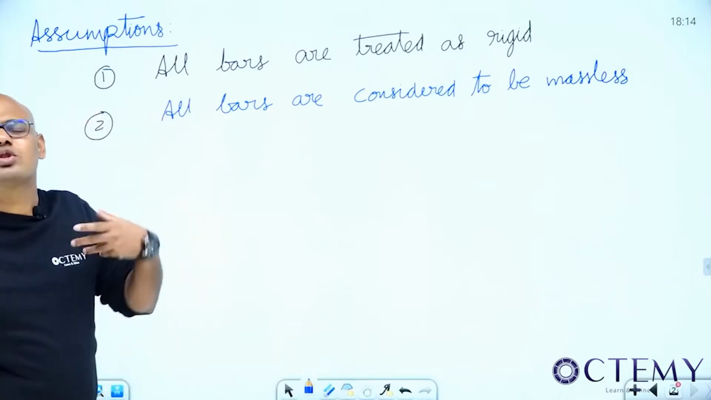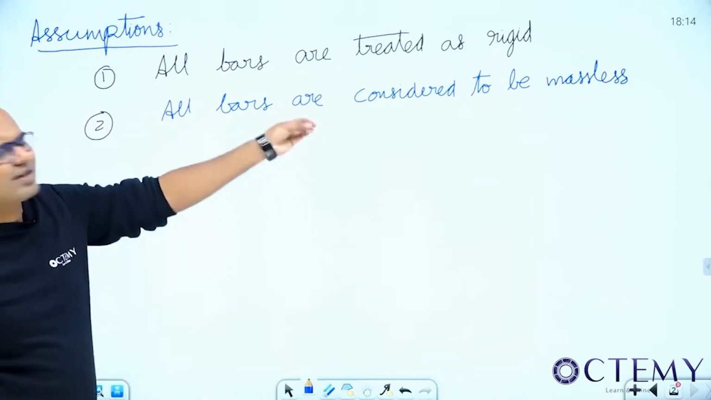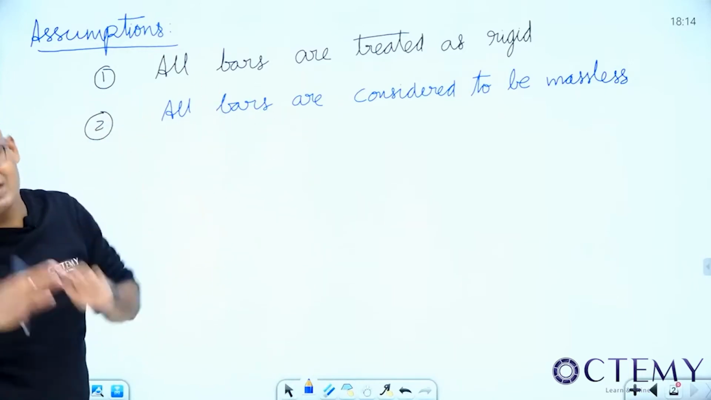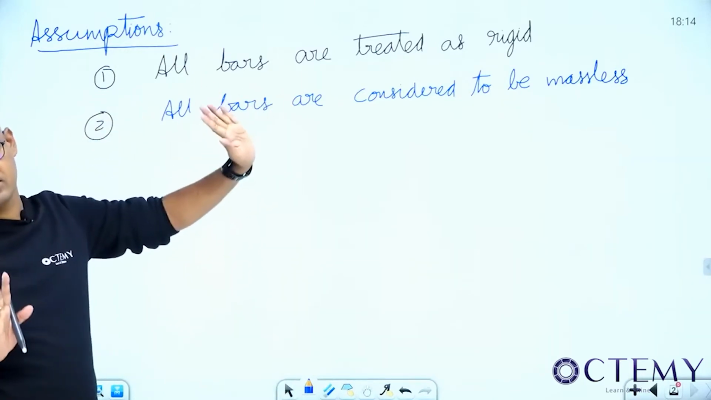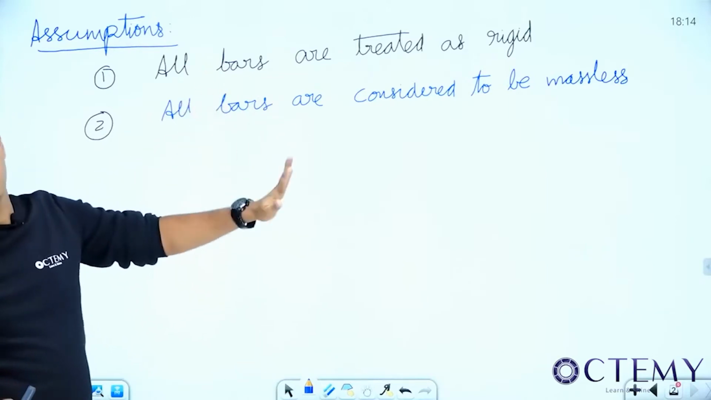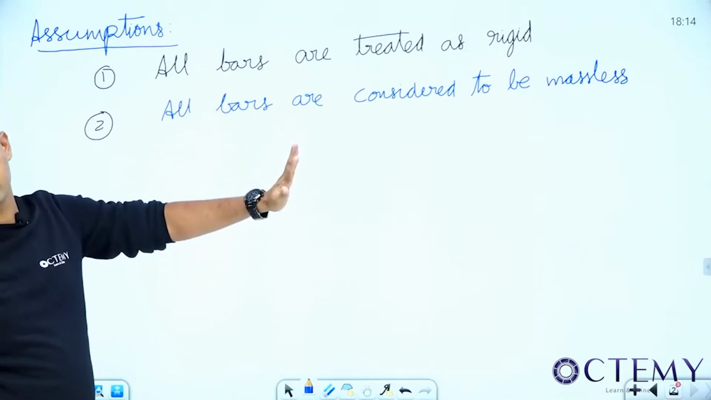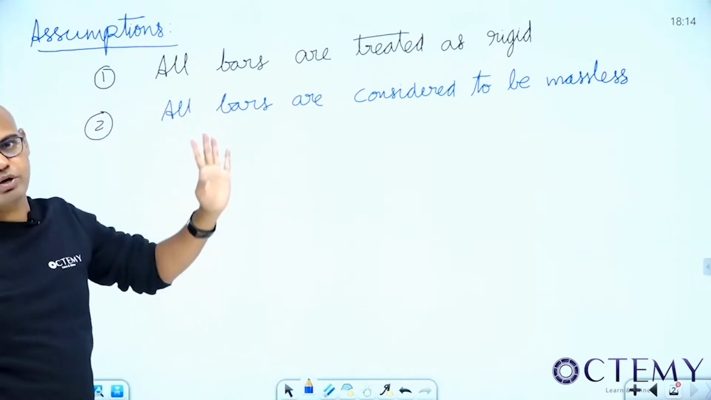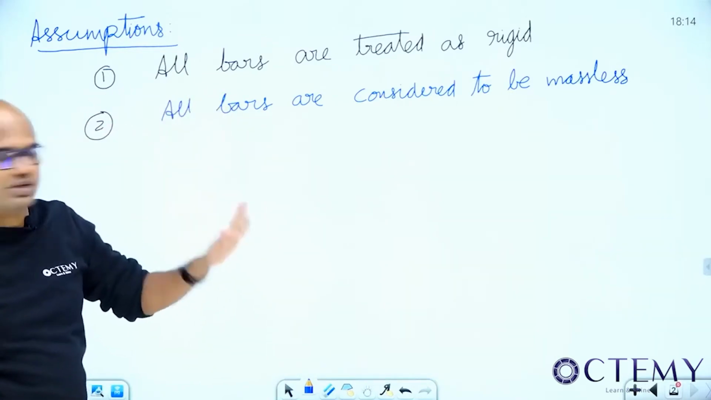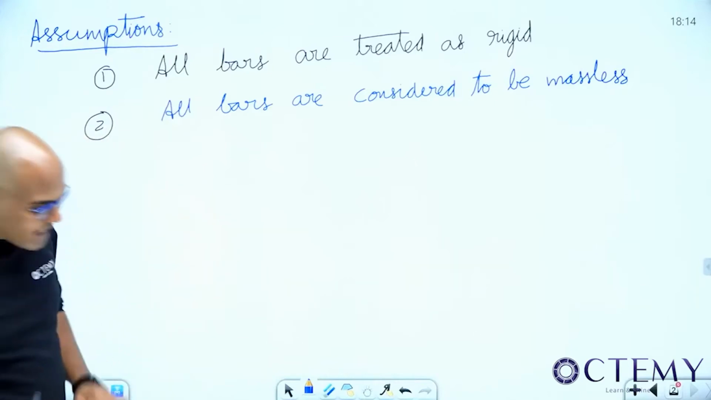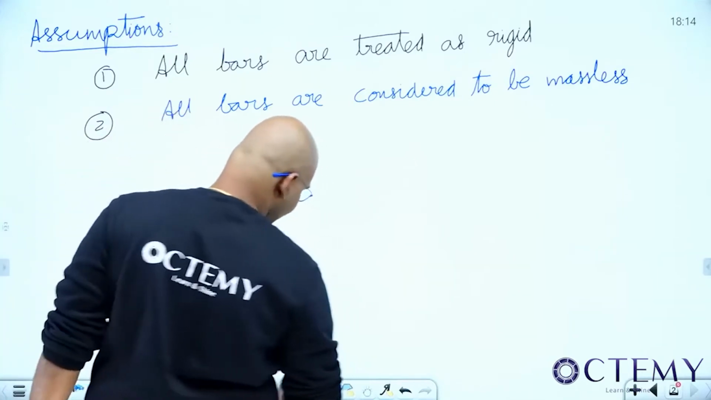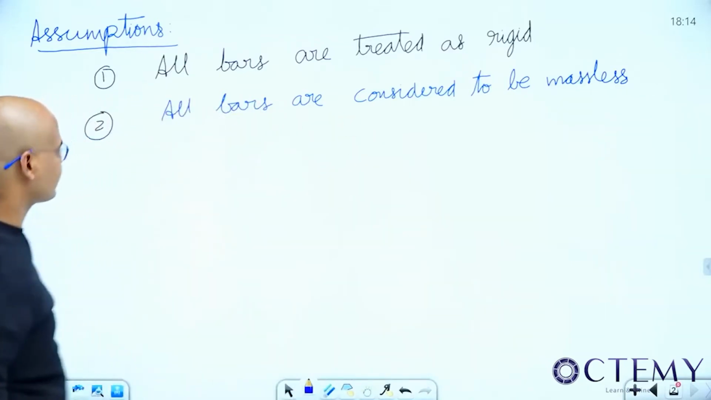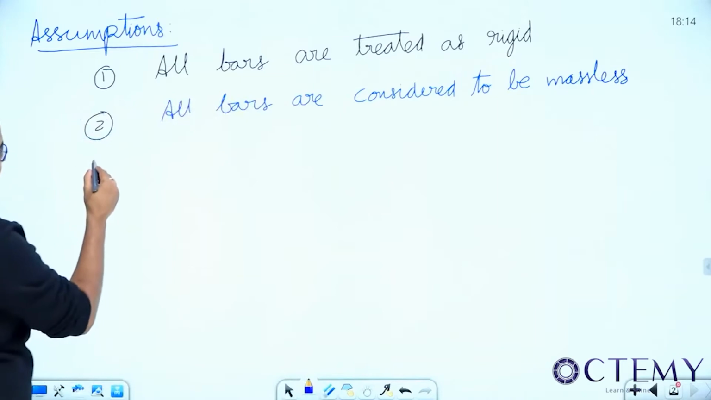See, compared to the loads coming onto them, their weight is less. But I won't say they are considerably less. They have weight, but at this level, I am not considering their masses. Okay, but in a real problem, you have to take them into consideration. Generally, I won't say they are negligible. They have certain mass, and because of those masses there will also be some deflections, which will affect it, but at this level I am not considering them. I am treating them as massless. So the two assumptions are: all bars are treated as rigid, and all bars are considered to be massless.